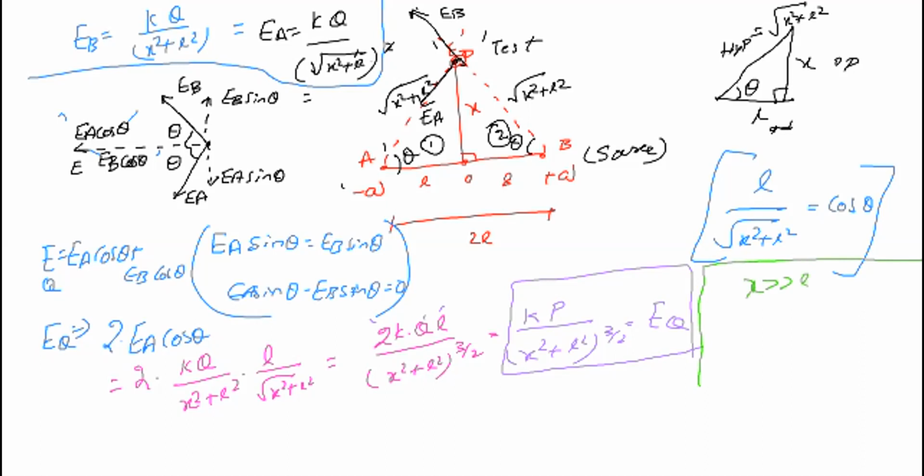If x is much greater than L, we can neglect L in the denominator. So for this relation, E equatorial is equal to kp by x cube, because the square and the 1 by 2 will get cancelled. So this is your equatorial, E_Q is equal to kp by x cube. Remember this relation. This is the first equation, this is the second equation.